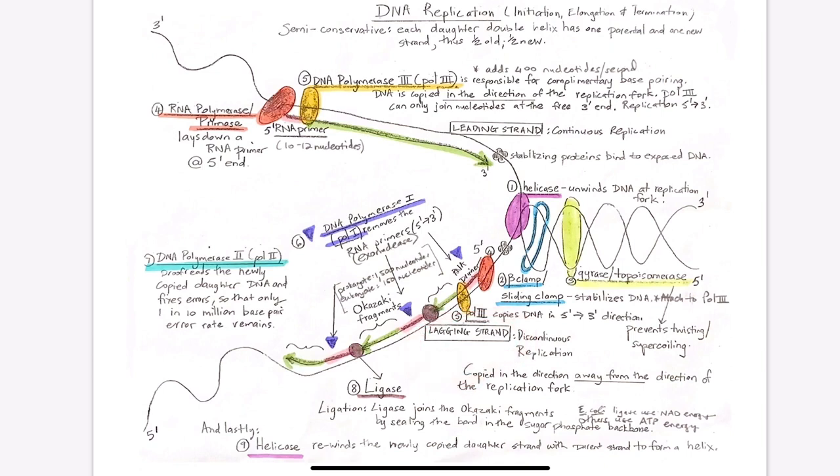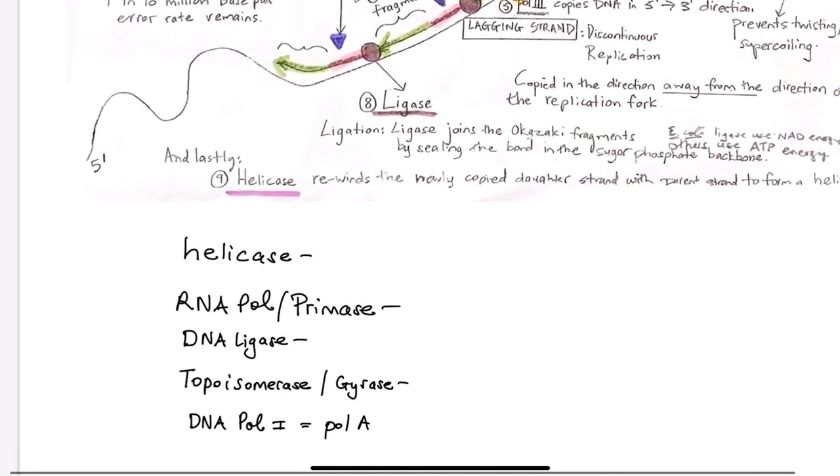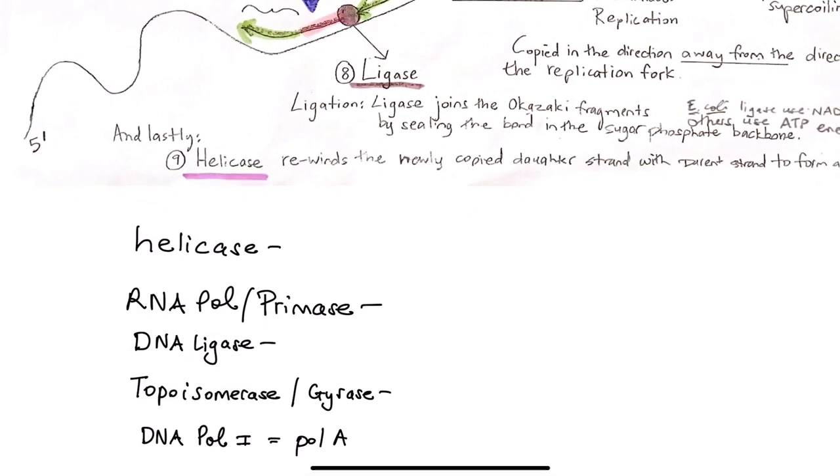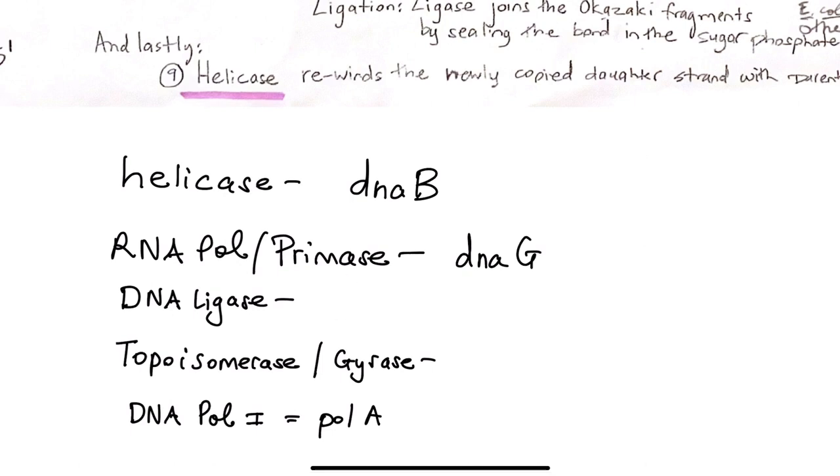So that you could have both of those sides of the DNA molecule copied. What I would like to do is to focus on the genes that code for these enzymes. So if we look here at helicase, it's important to know that helicase is coded by the DNA B gene. DNA B. Our RNA polymerase, or primase, is coded by DNA G. Our DNA ligase is coded by the LIG gene.